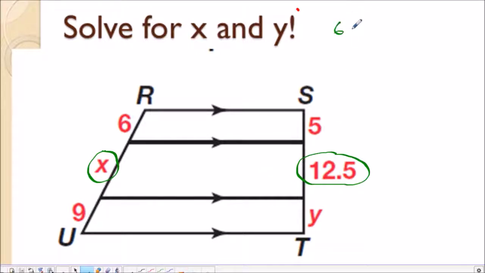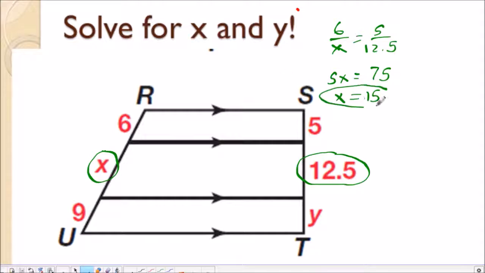So my setup now looks like this. 6 over x equals 5 over 12.5. Okay, so that's a perfectly good setup. Let's do some cross multiplying. 12.5 times 6, that gives me 75. And then I get 5x when I do 5 times x. And that gives me x equals 15.